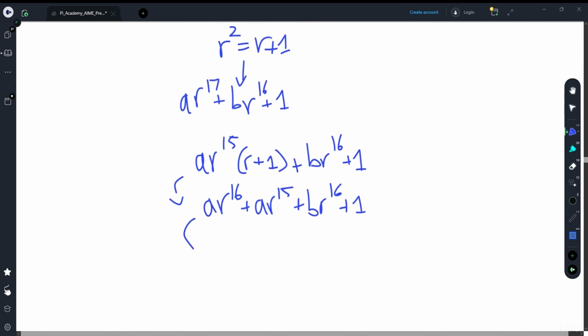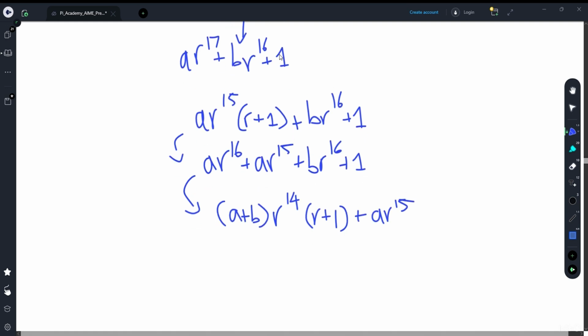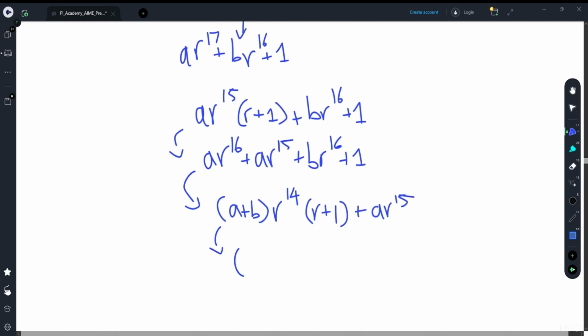Simplifying again, we get a plus b r to the 14th times r plus 1, plus ar to the 15th. Simplifying again, we get 2a plus b r to the 15th, plus a plus b r to the 14th, plus 1.